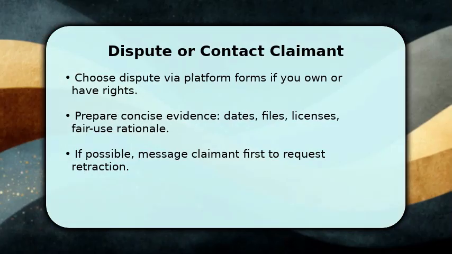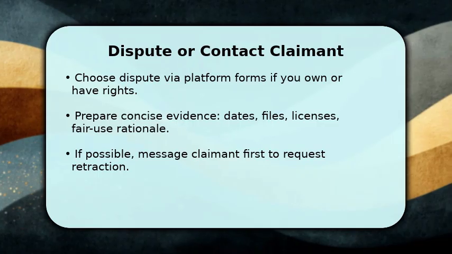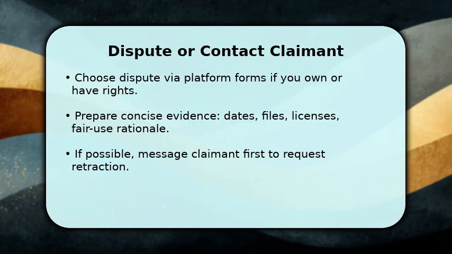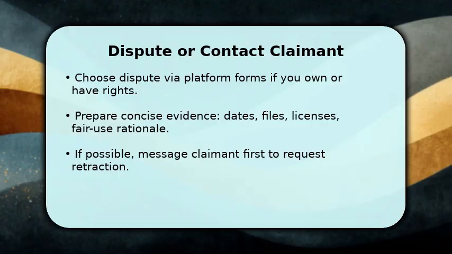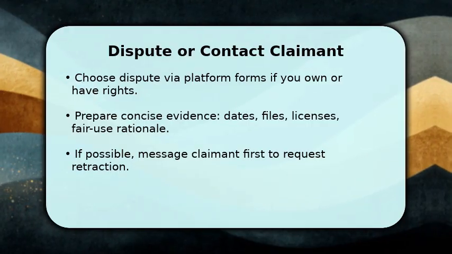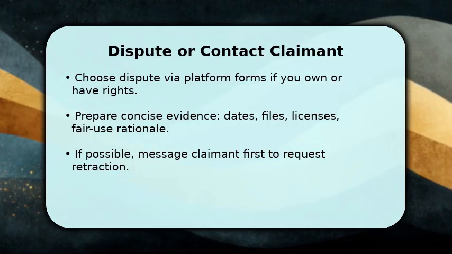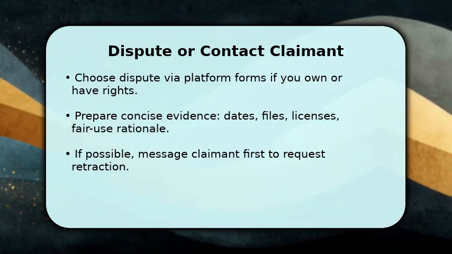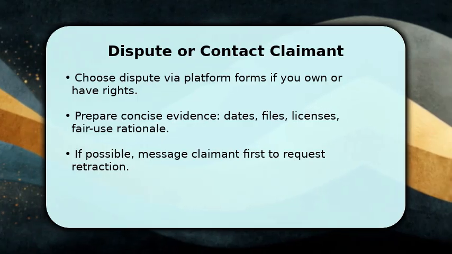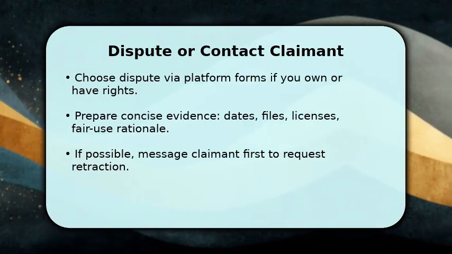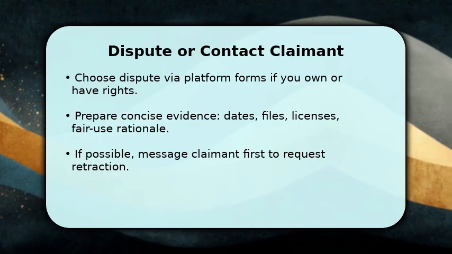directly. You now take action. Decide between filing a platform dispute or contacting the claimant directly. If you own the work or have a license, complete the dispute form with precise evidence and explain why the claim is incorrect. Attach timestamps and supporting files. If fair use applies, state the purpose, transformation, and market effect succinctly.